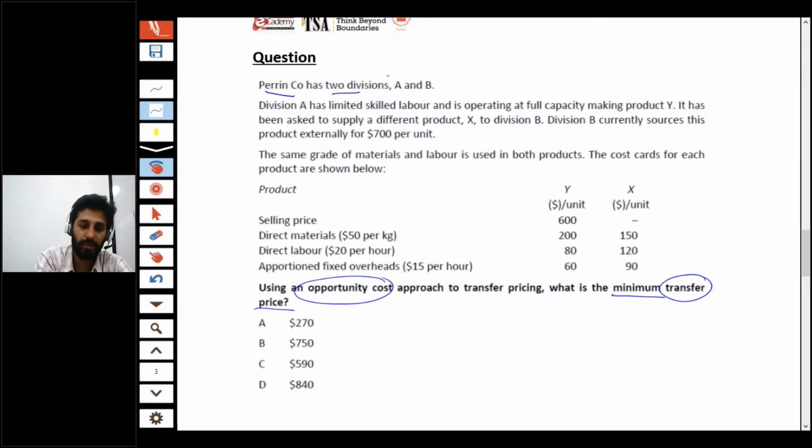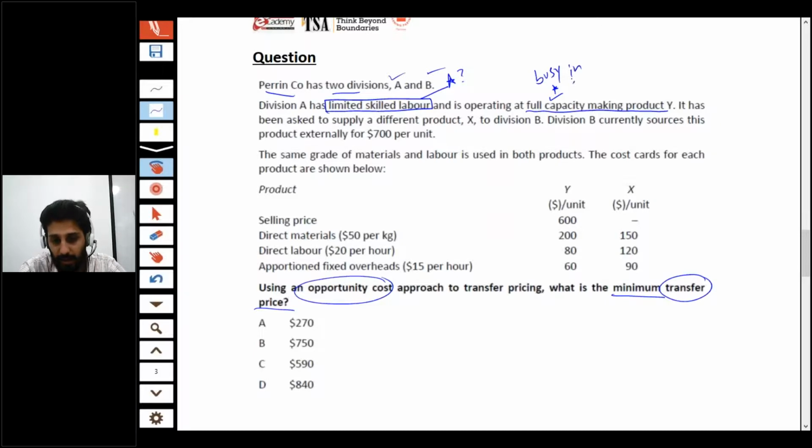Parent company has two divisions, A and B. Parent has a limited skill labor. Point to be noted right here: it is the limited skill labor. It's a very important point to note. Operating at full capacity, making product Y. Full capacity means busy in earning. So you are busy in earning from product Y.